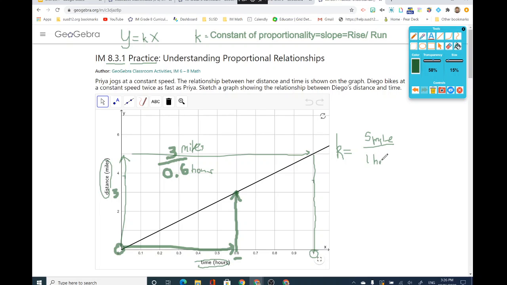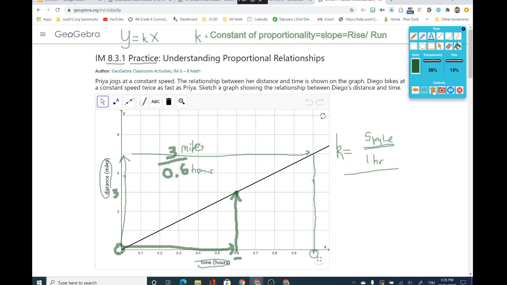So what do you think that means? Usually, I would think that means a speed of 5 miles per hour. The slope of this line is the constant of proportionality. In this case, it means 5 miles for every hour.